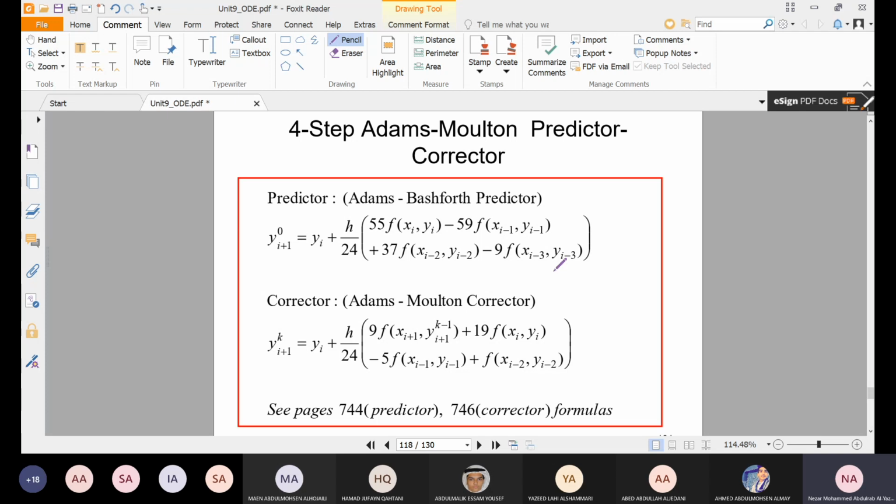So we compute the predictor. After that, we update the corrector. How many iterations do we need? It depends on the question and the accuracy that we look for.